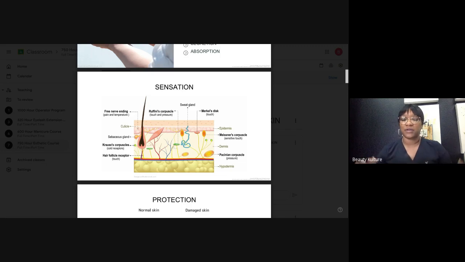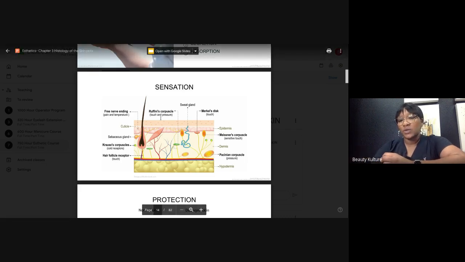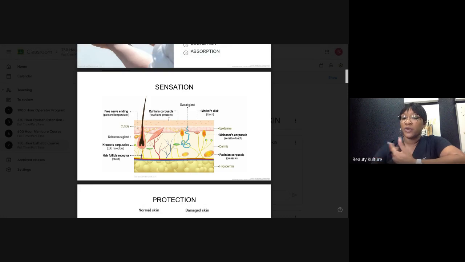Here on the screen are the different nerve endings and nerve receptors found within the skin. We have a hair follicle receptor, which helps us know when we're being touched. We have the Krause's corpuscle, which lets us know when something's cold. We also have free nerve endings, which let us know when something is painful or the temperature of something, if it's hot or cold. We also have Ruffini's corpuscle, which helps us recognize touch and pressure.